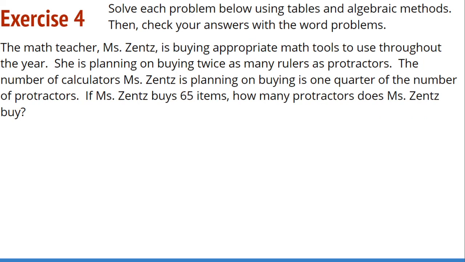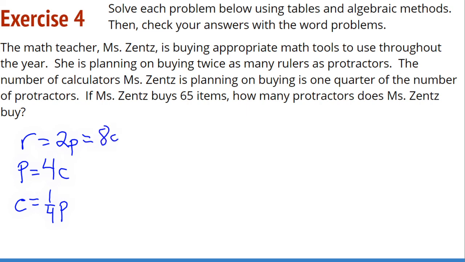All right, looking at the last exercise here, and I'll use algebraically on this one. The math teacher, Ms. Zentz, is buying appropriate math tools to use throughout the year. She is planning on buying twice as many rulers as protractors. So I have rulers, I have protractors. I hear that the rulers are double the protractors. The number of calculators Ms. Zentz is planning on buying is 1/4 of the protractors. So calculators are 1/4 of the protractors, which means that the protractors are 4 times the calculators, which means that the rulers are 8 times the calculators, because I have to double the protractors to get the rulers.